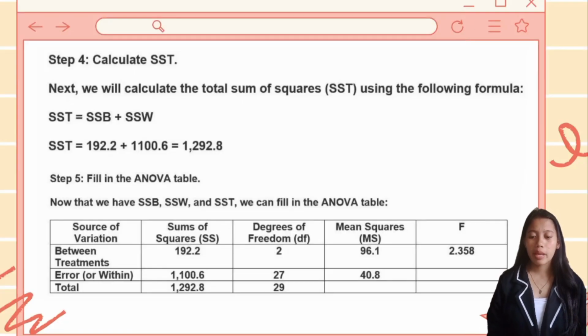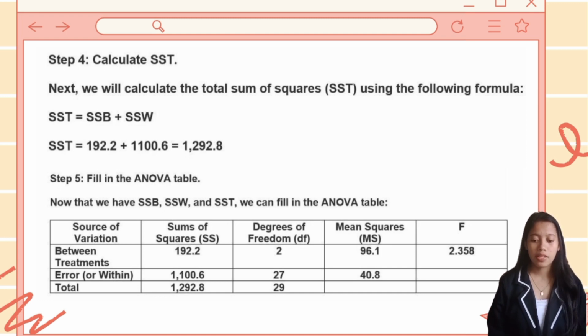Now, in our step 4, we are going to calculate the SST, or the total sum of squares, using this formula. SST equals SSB, or the sum of squares between, plus SSW, or the sum of squares within. SST equals 192.2 plus 1100.6, and it gives us 1292.8. And now, let's proceed to step 5, fill in the ANOVA table.